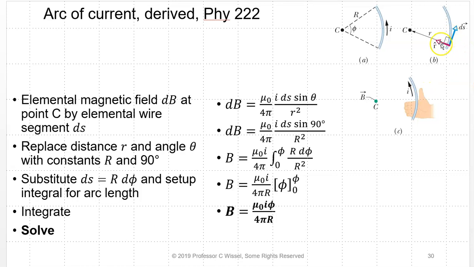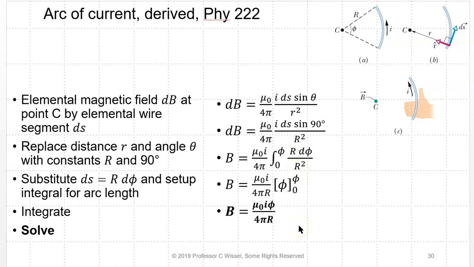And theta, of course, is this angle right here. And theta is 90 degrees, so the sine theta is going to be 1. So dB is going to be mu naught over 4 pi times I ds sine 90 degrees divided by big R squared. Now, big R, of course, is this radius here. Then we can integrate between 0 and phi. So we end up with B equals mu naught I over 4 pi times the integral between 0 and phi of big R d phi over big R squared.